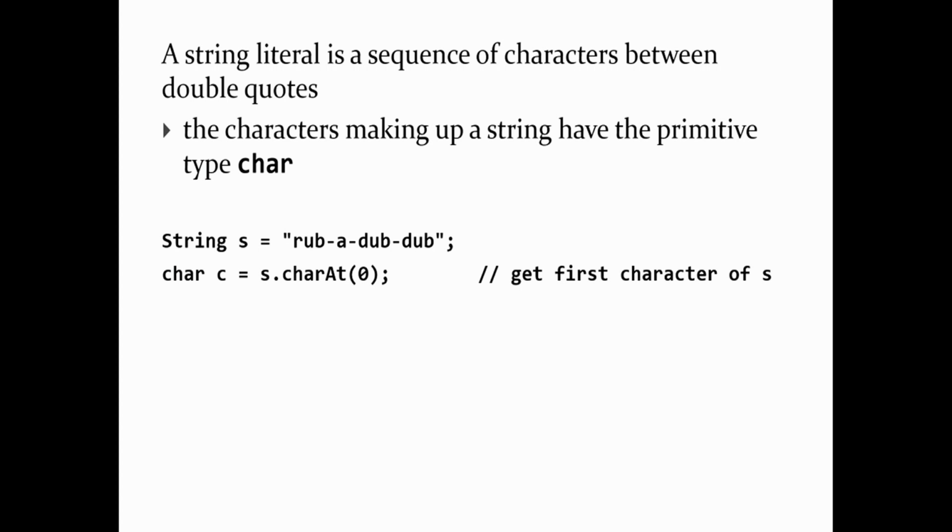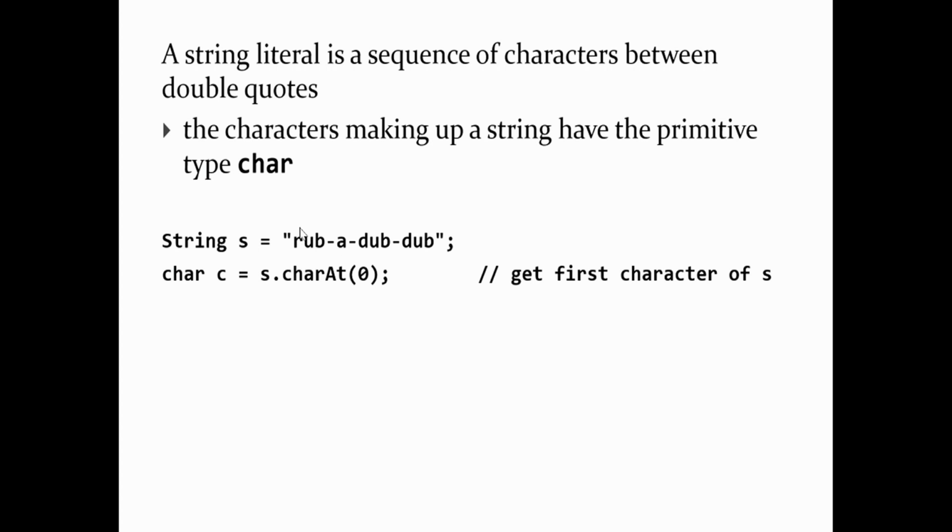Okay, so in Java, a string literal, so a string that you can write down, a sequence of characters that you want to write in your program, is always delimited by double quotes. So right here is a string literal. You know in Python you can use single, double, or triple quotes. In Java it's only double quotes. So here I've got the string rub-a-dub-dub. You can put whatever characters you want in between the double quotes.